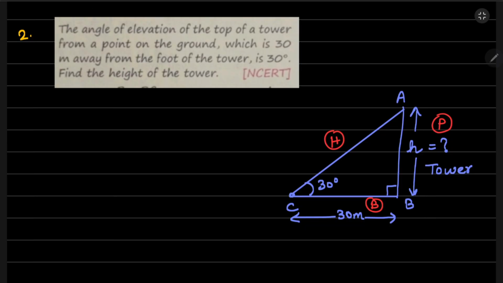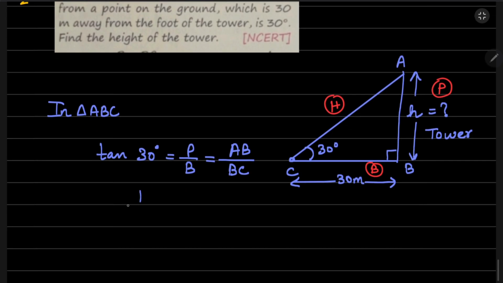Now what you have to do is the same thing in triangle ABC. You are asked to find P, the perpendicular, which is the height of the tower. You are given the base. So again, P and B are related by tan, isn't it? So tan 30 is equal to P by B. P is nothing but AB, divided by the base, which is BC. Tan 30 is 1 by root 3, equal to AB, which is the height of the tower, H. BC is 30.